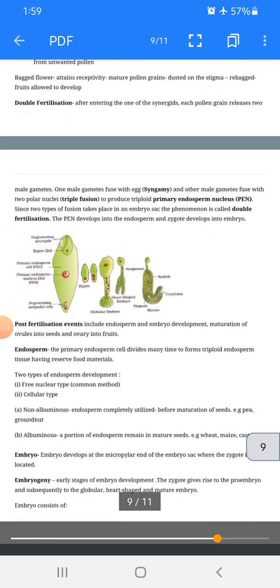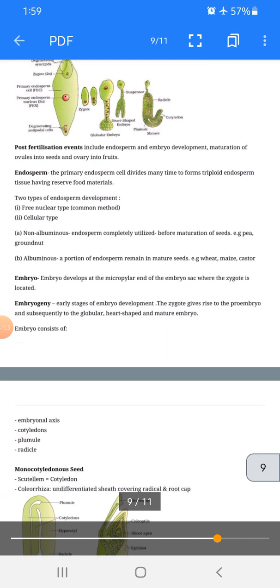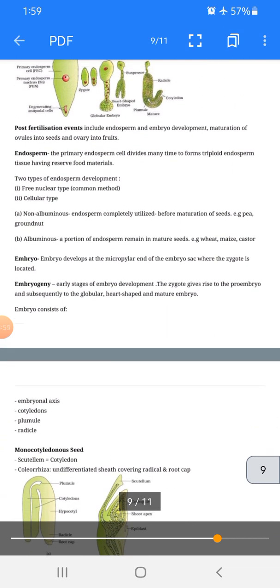Then the endosperm: the primary endosperm cell divides many times to form triploid endosperm tissue having reserved food materials. The types of endosperm development are free nuclear type and cellular type. Then non-albuminous and albuminous seeds. In non-albuminous seeds, the endosperm is completely utilized before maturation, and in albuminous seeds, a portion of the endosperm remains in the mature seed. The embryo develops at the micropylar end of the embryo sac where the zygote is located.